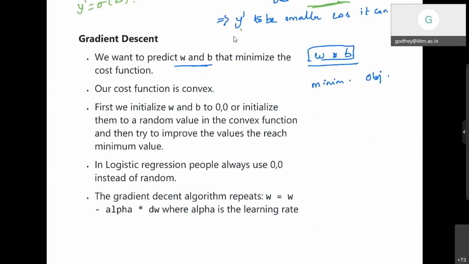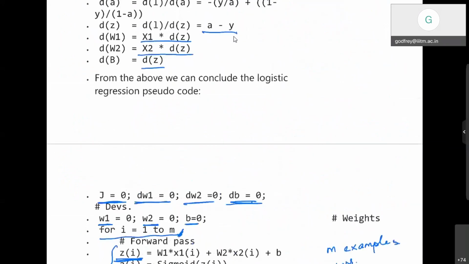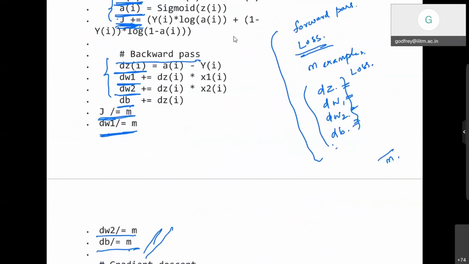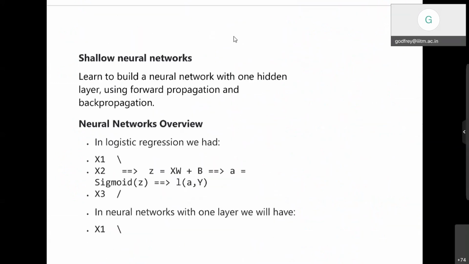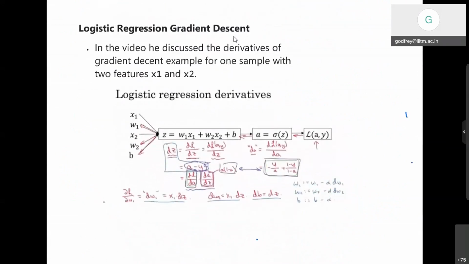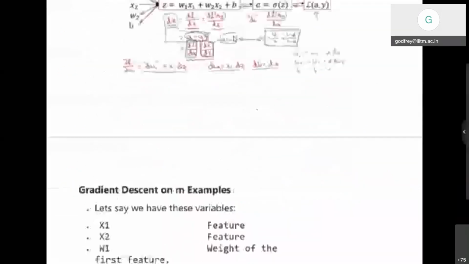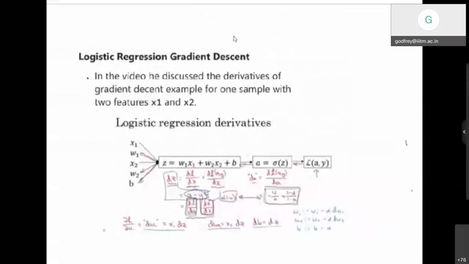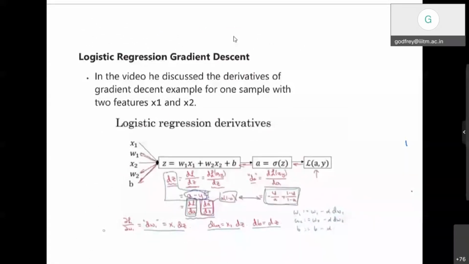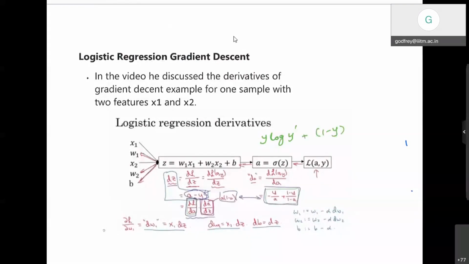This is one thing I wanted to clarify. Another thing is with respect to this. So what is the loss function? We have y log y dash plus 1 minus y log 1 minus y dash.